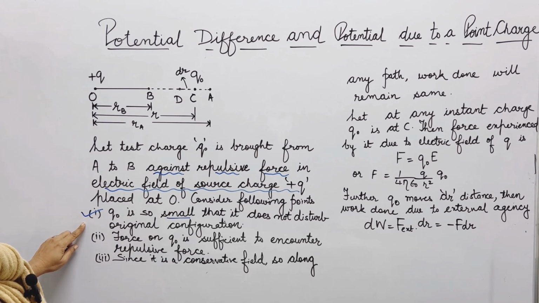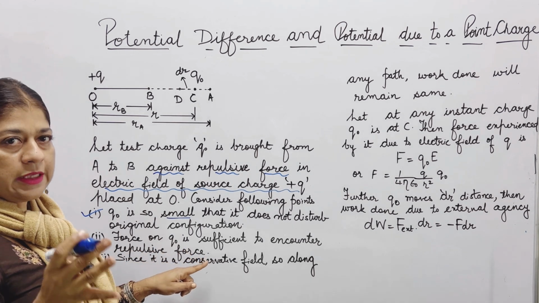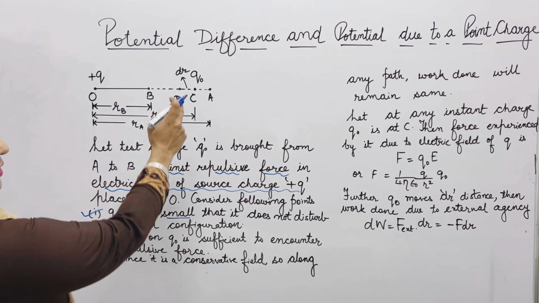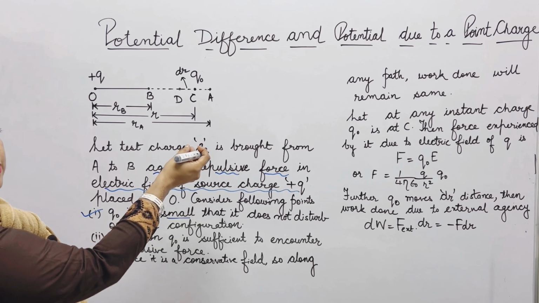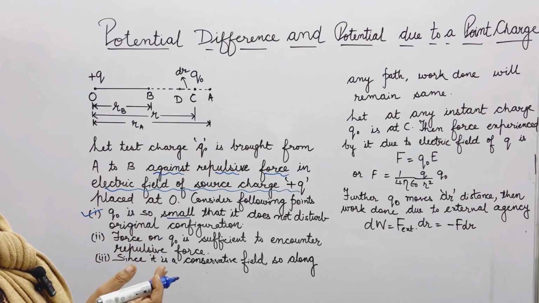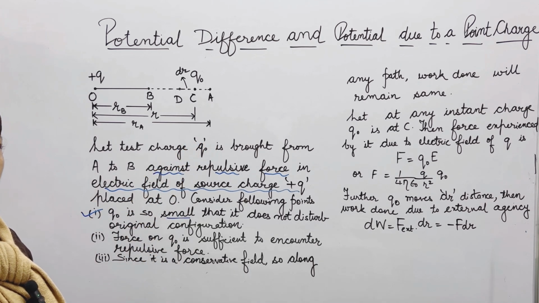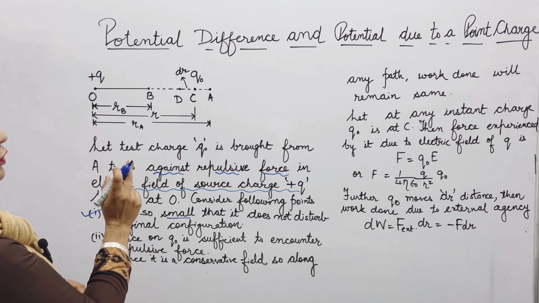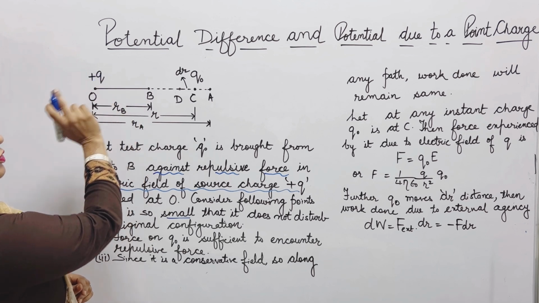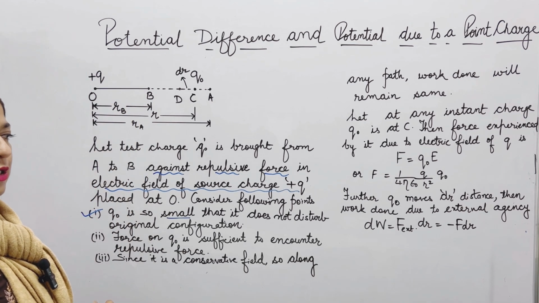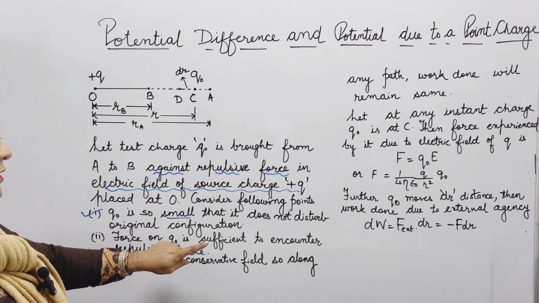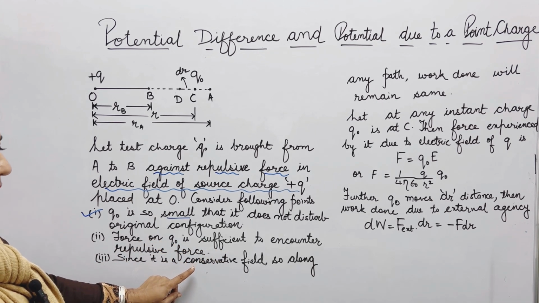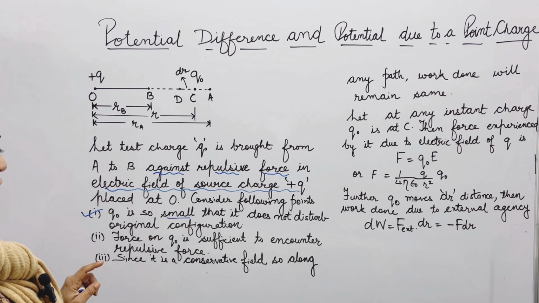The second one is this: the force on Q naught is only sufficient to counter the repulsive force. Since it is experiencing a repulsive force and we have to make it move, we have to apply an external force. That external force should be so small that it is not going to interfere with the force produced because of this plus Q charge. So the force on Q naught is only that much that it will balance the repulsive force of this plus Q charge.